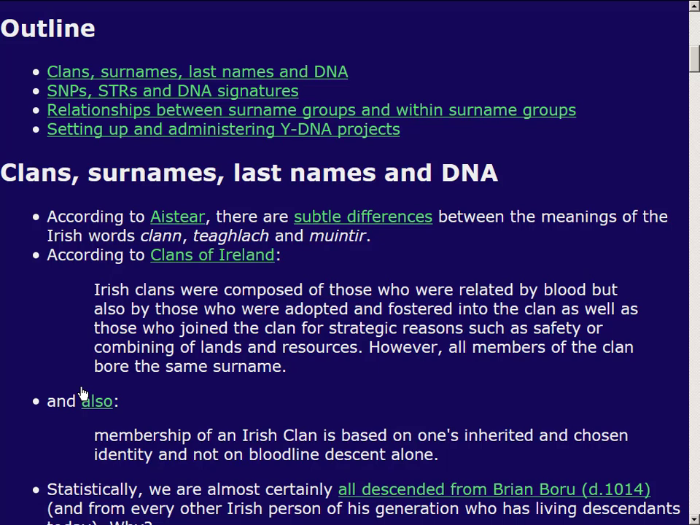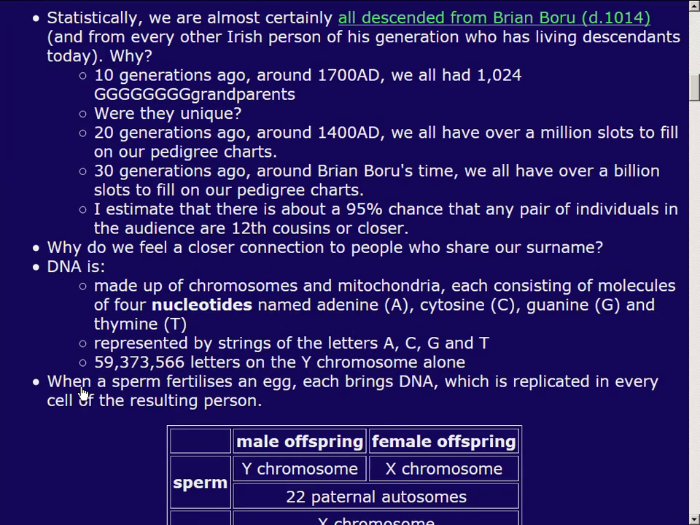We're all descended from Brian Boru. Connor here in the front row knows exactly how he's descended from Brian Boru with a wonderful 32 or 33 generation pedigree. But if you do the sums, you quickly see why we are all descended from Brian Boru and from any other Irish person alive in Brian Boru's time who has living descendants today.